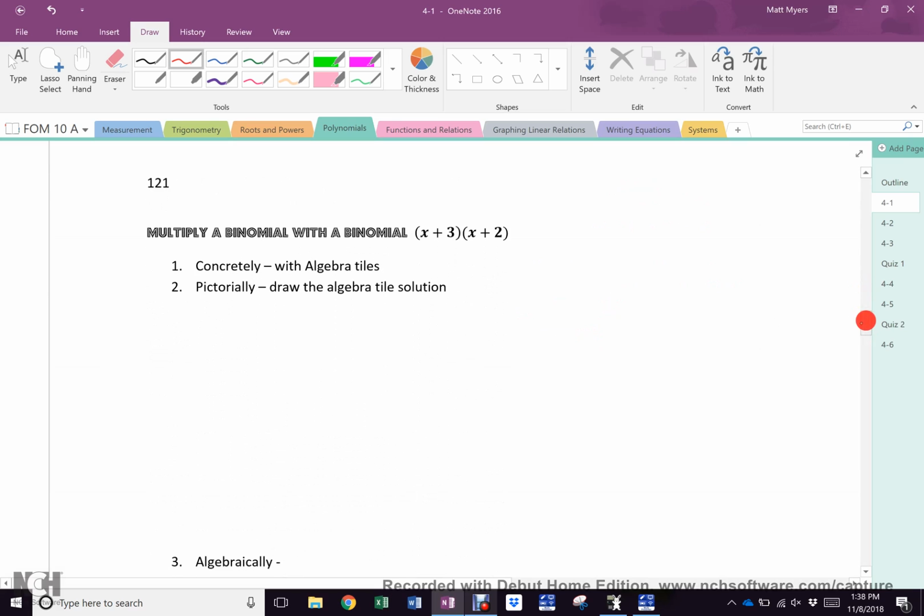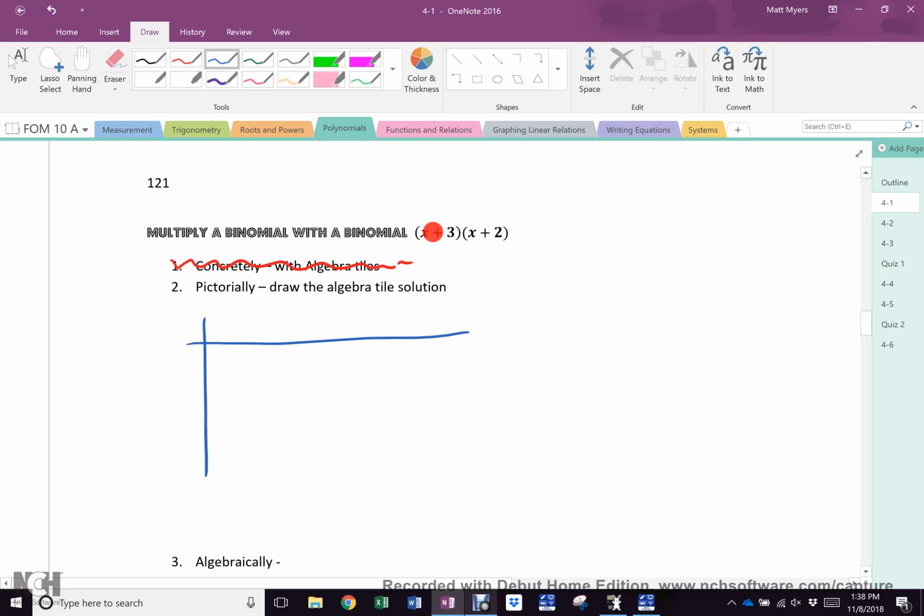Now notice, we're in a new situation, aren't we? Because now it's binomial, right? Now again, I'm not going to make you actually play with algebra tiles, but I do want you to draw it out. It looks different. Do the rules change? Of course not.